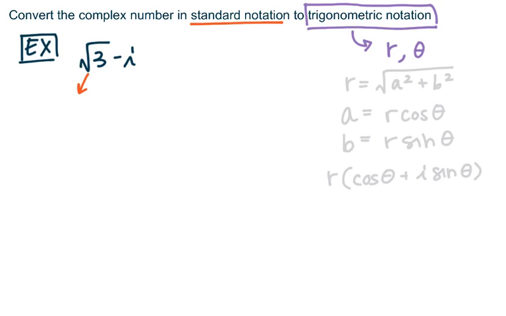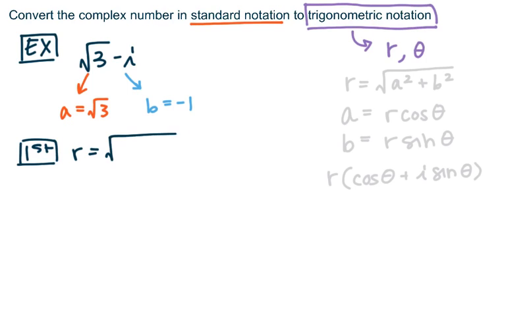What do we know? Well, we know our a value is the square root of 3, and we know our b value is -1. So the first thing we can find is r. r is the square root of a squared, root 3 squared, plus b squared, which is -1 squared. And that gives me the square root of 3 plus 1, the square root of 4, is 2. So my radius is 2.